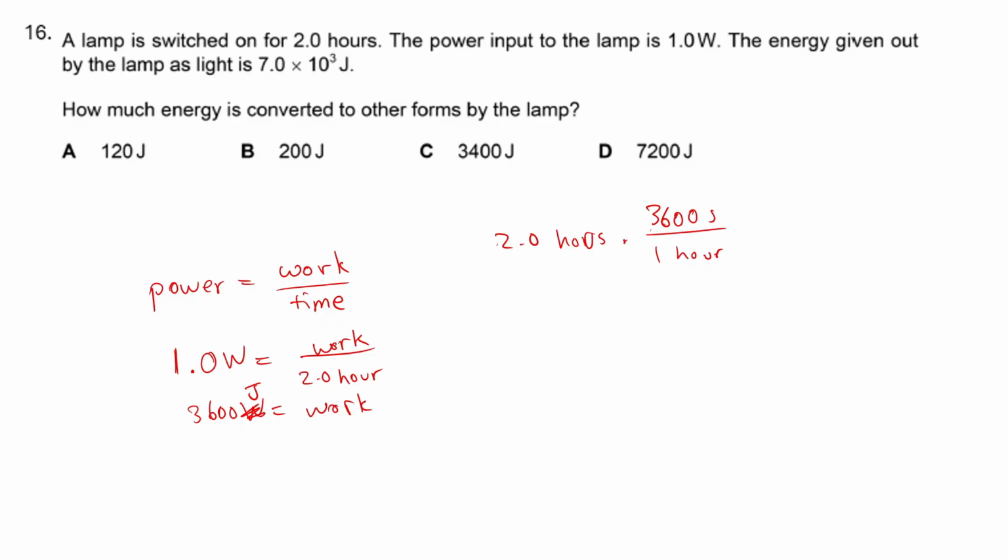And thus, we know that our total amount of energy is 7.0 times 10 to the third joules. So we can simply do 7,000 minus 360, which then becomes 340 joules. So it's going to be C.